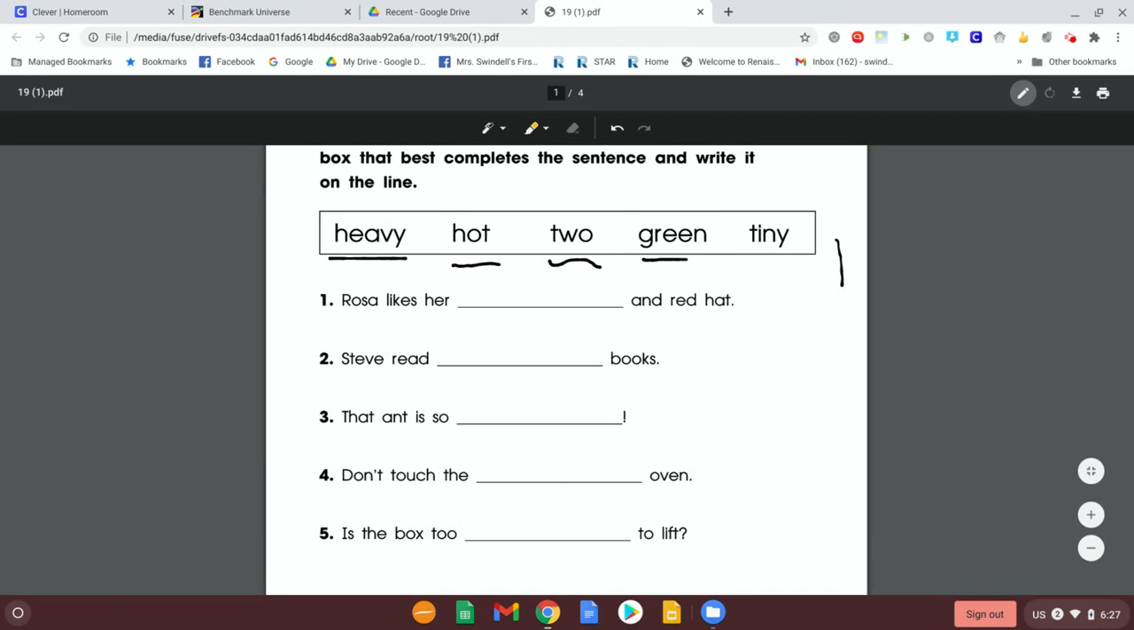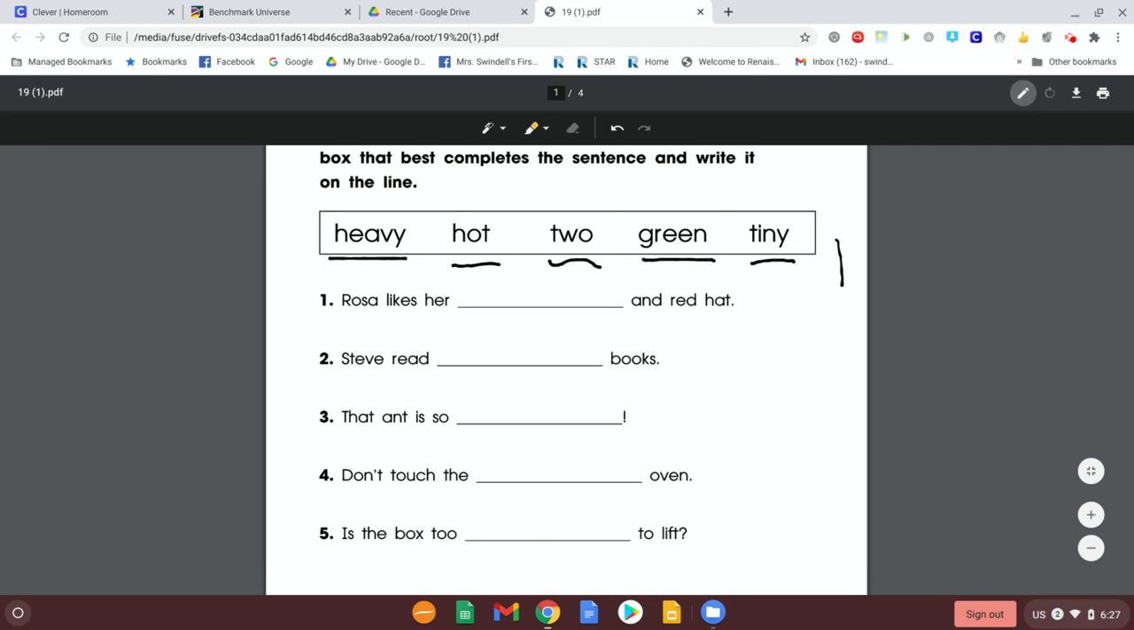Here is a color word, green. It talks about the color of something. And here's the word tiny. It looks like tinny, but it's tiny. And that describes the size of something. So these are all adjectives that describe a noun. Heavy, hot, two, green, and tiny. They all describe how many, what color, what size, how it feels, or how much something weighs.